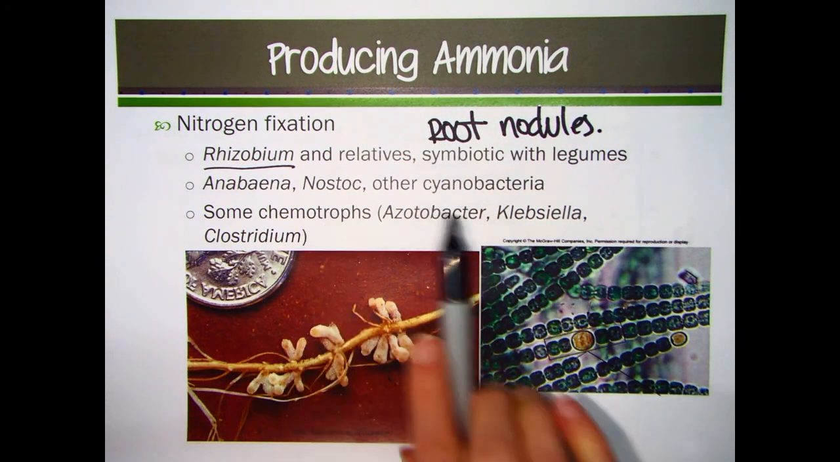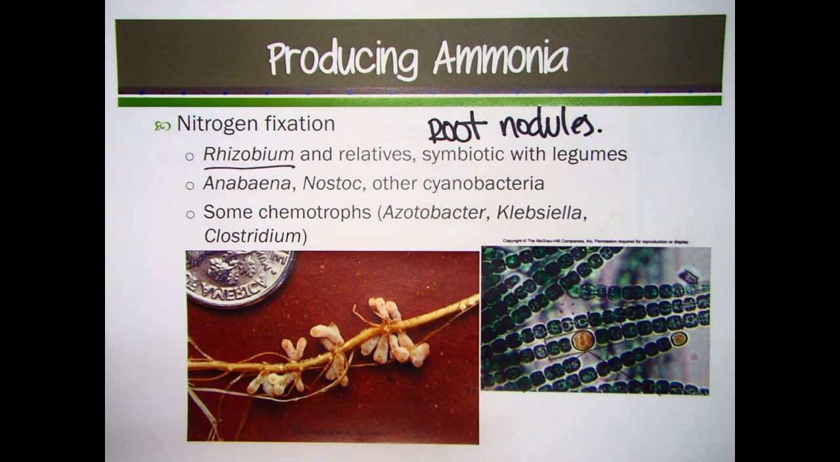Anabaena and Nostoc are cyanobacteria. So if you will remember, hopefully as soon as I said cyanobacteria, you said to yourself, oxygenic photosynthesis. So Anabaena and Nostoc both do produce oxygen. They also can fix nitrogen. And so they have specialized cells. You can see in this picture, these one, two kind of yellowish cells. These specialized cells are called heterocysts, and they do not produce oxygen, and oxygen is excluded from these cells, and that is where the nitrogen fixation happens.